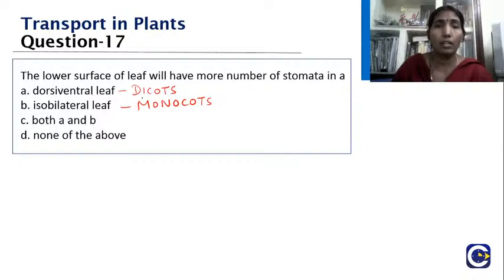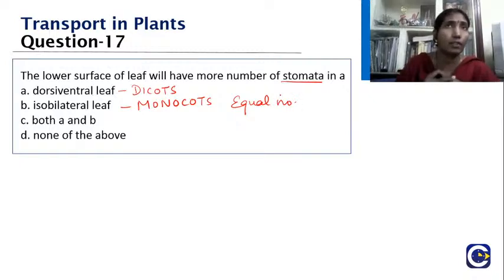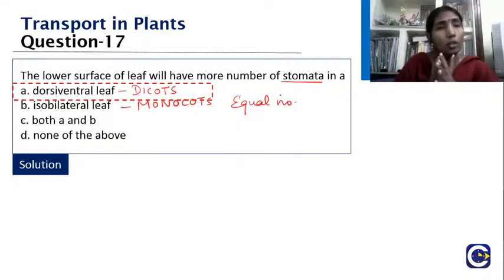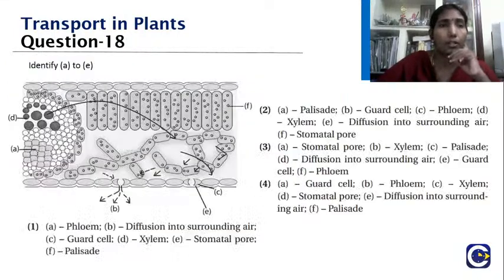In a dorsiventral leaf, you will have the distribution of stomata more on the lower surface compared with the upper surface. So what is the reason? They want to prevent water loss. What about the isobilateral leaf? There will be an equal number of stomata on both surfaces of the leaf. So that is very characteristic. So what is the option? It is the dorsiventral leaf. Yes students, we are right.